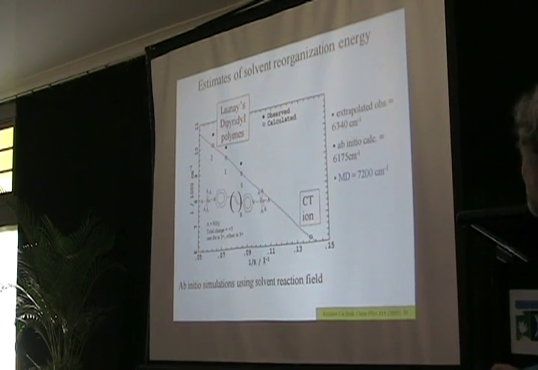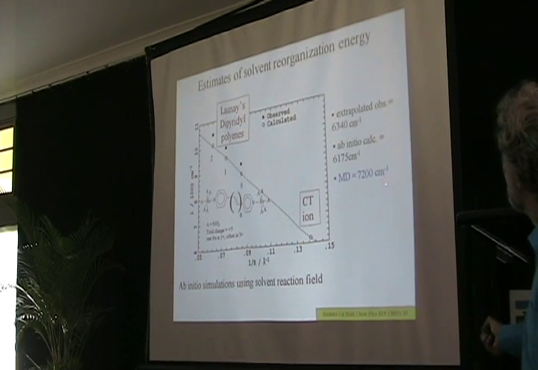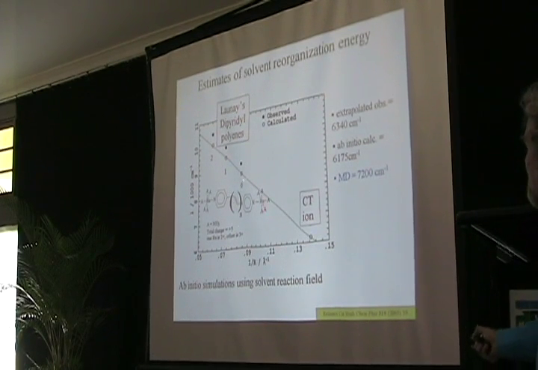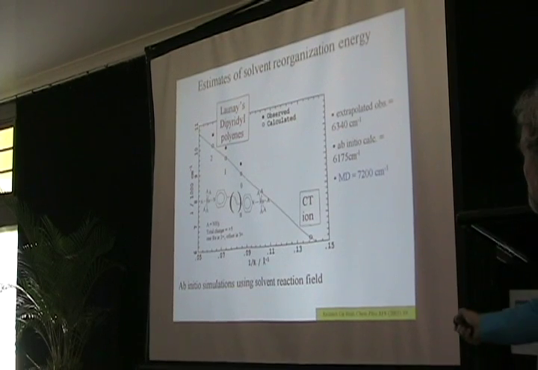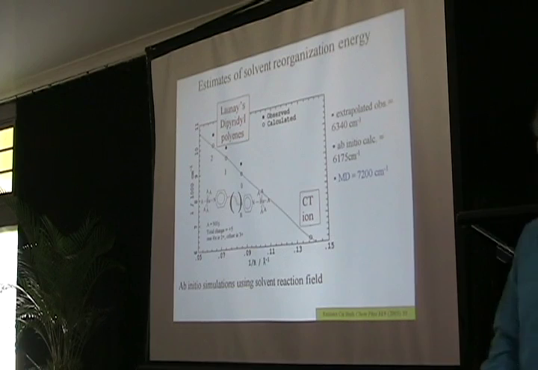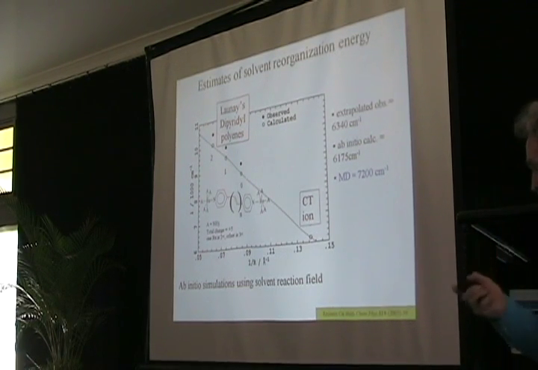This just says that 7,000 wave numbers for the total reorganization energy is about right. If you take this class of molecules here and do calculations for them, you get those 3 values, which is very close to experiment. Linearly project down to the Creutz-Taube ion calculated value here at 6,300, and the prediction of the extrapolation of the experimental data will be 6,200. So the classical simulation is about right for the total reorganization energy.